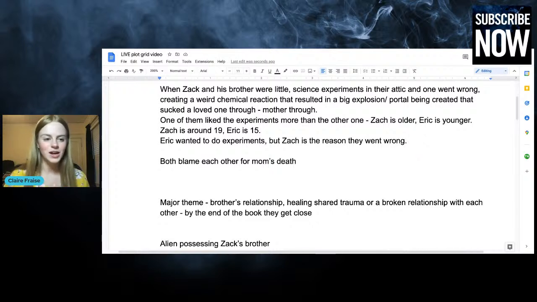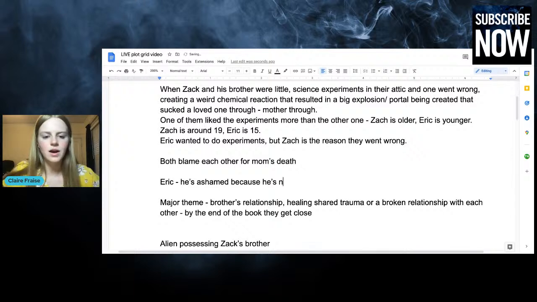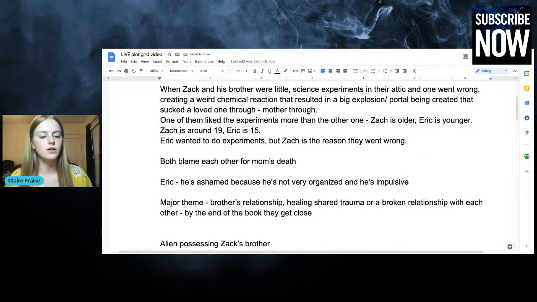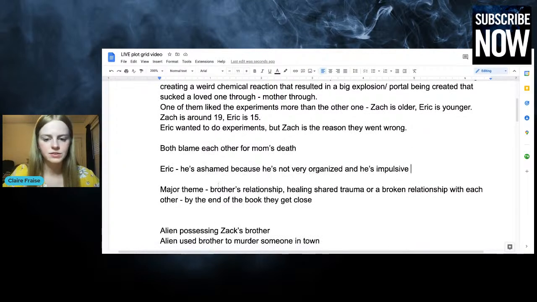So both of them, I think, have to overcome a different thing that they're ashamed of. Both have to have some deep shame for the part that they played in their mom's death. So let's say Eric, he's ashamed because he's not very organized. He's the kid that wants to do all the experiments and he's a little bit impulsive, and he doesn't think things through or plan things all the time, which is why maybe he had an oversight that caused that big explosion or caused the portal to open up and have their mom be drawn through it.